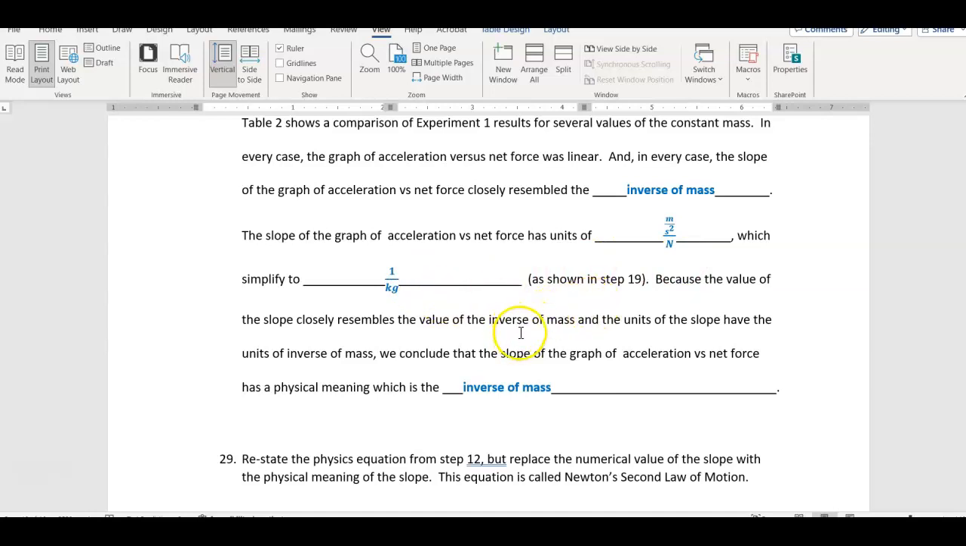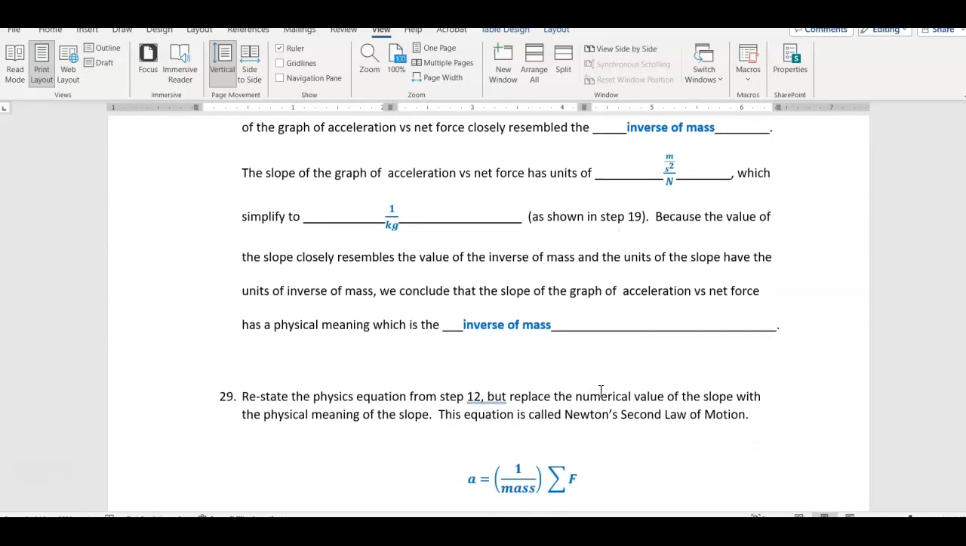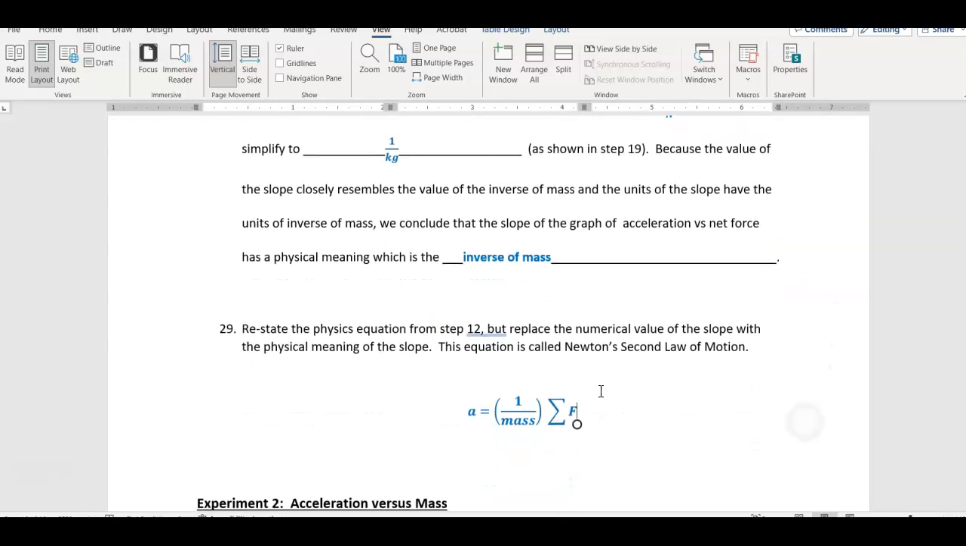And so because of these two things, we can say that the slope of acceleration versus net force means the inverse of mass. And so we can restate our physics equation by replacing the numerical slope, 0.005 or 0.004 or whatever you got, with the meaning, which is 1 over the mass. And so this equation is Newton's second law of motion.